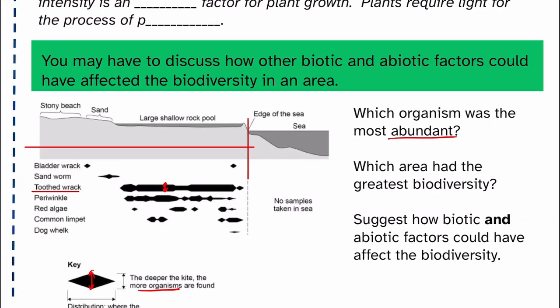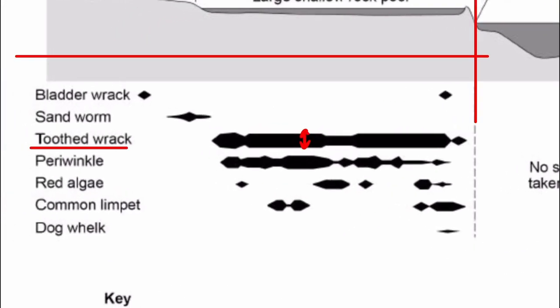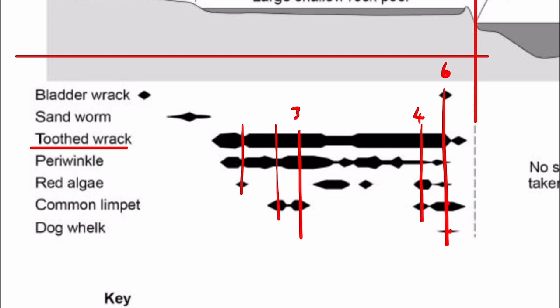The next question is, which area had the greatest biodiversity? Biodiversity means the number of living species within an area. So you just need to look through. Here's an area where we have got 3 living things living there. We've also got 3 there, 3 there. Oh, but in this area we have got 1, 2, 3, 4 different things. But in this area here, we've got 1, 2, 3, 4, 5, 6. We have got 6 living things. So this area has the most biodiversity.